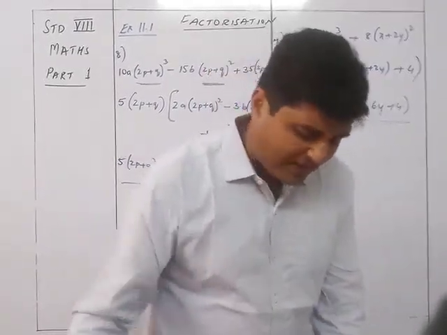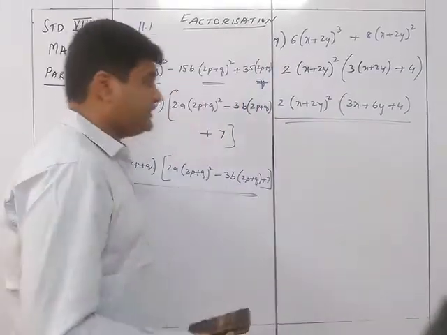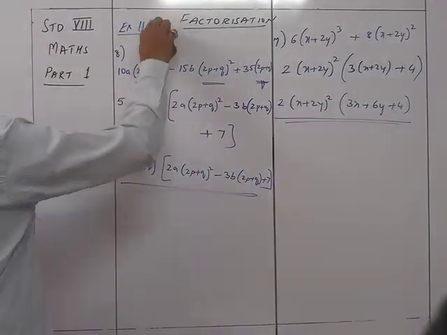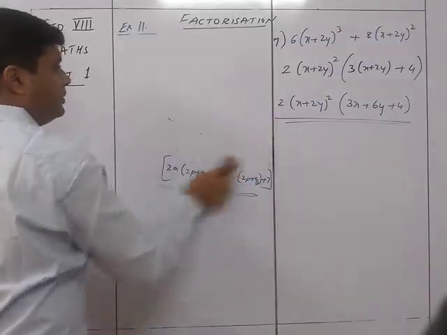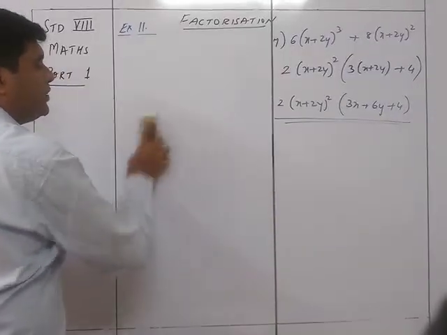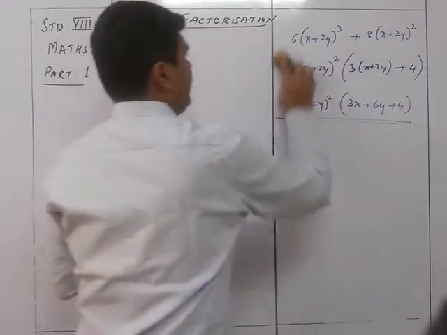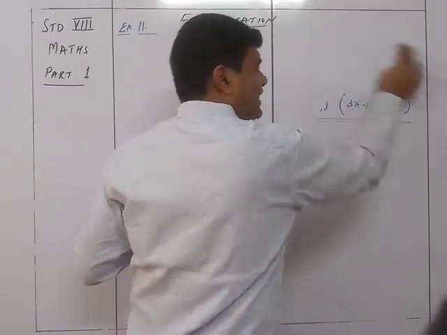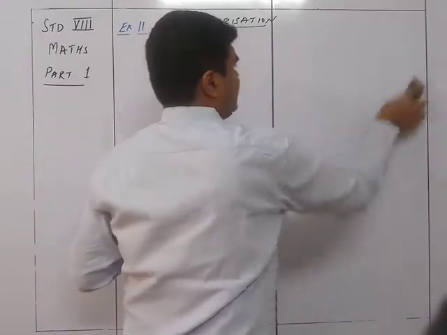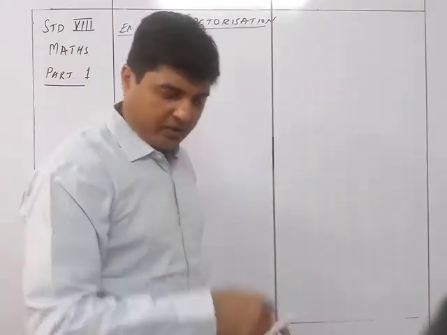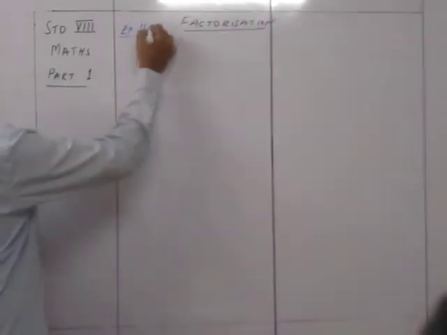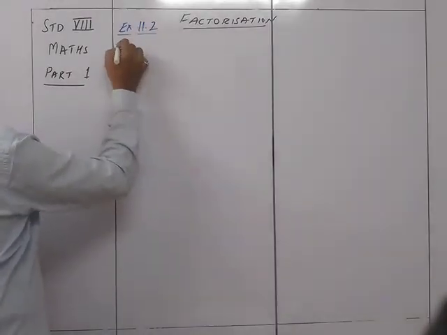So we can directly start with the exercise so that it's easier to understand. While doing the exercise, I'll explain also what exactly is meant in this particular exercise. The thing is the same. There is nothing different over here. You have to take out common and take out of the bracket. So it's the same thing again. So exercise 11.2, first sum.